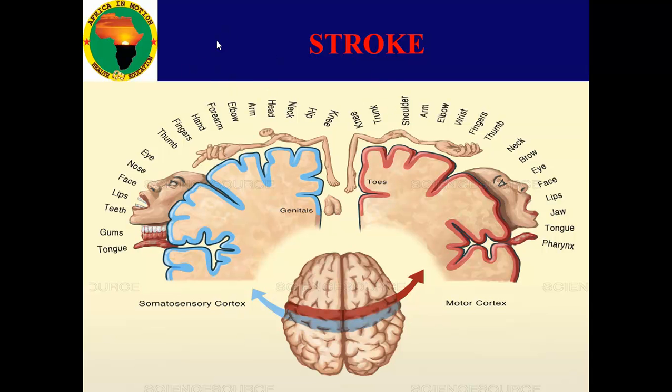Anything that would come and compress or derange this area will affect the sensation of this limb, because this is a part that controls this limb. Anything that would come and derange this area, let's say this one, because this part is controlling the leg, it means there will be a problem of movement of that leg.